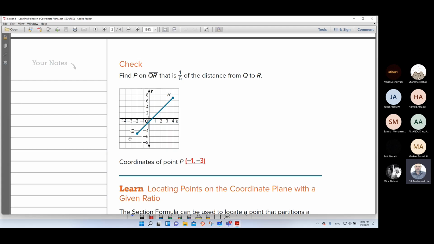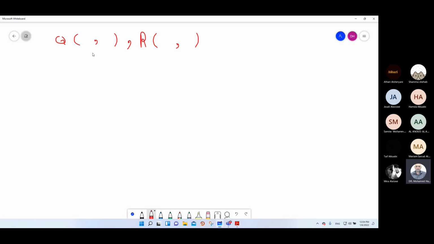This is the Q. In the X, negative 2. And in the Y, negative 5. Between negative 4 and negative 6 in the middle will be what? Will be negative 5. So Q in the X, negative 2. And in the Y will be negative 5. So negative 2, negative 5.